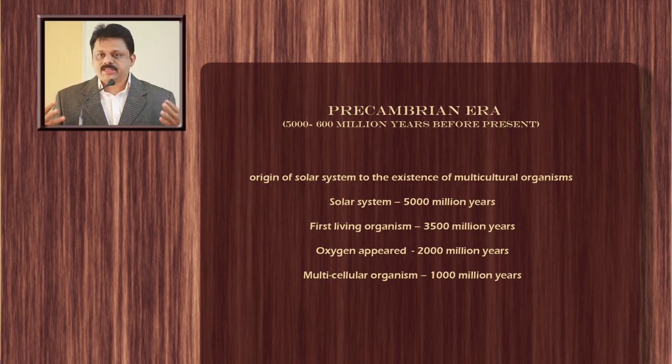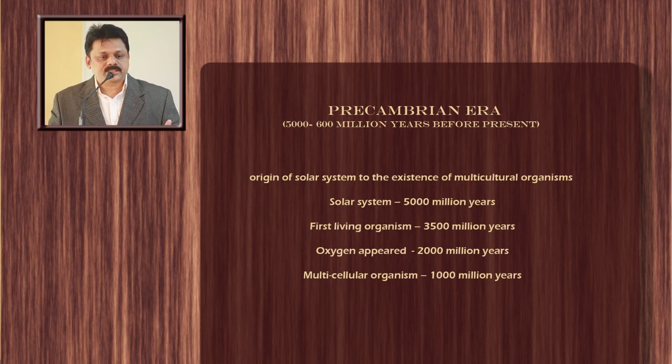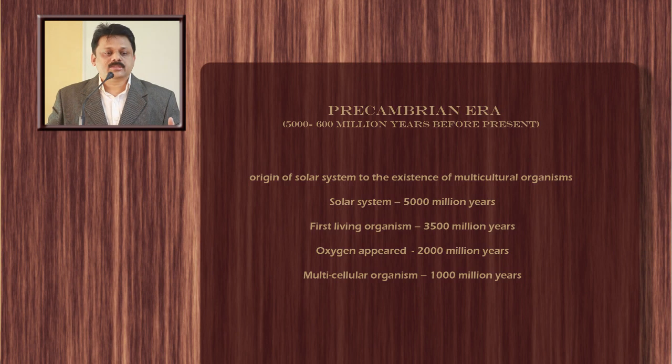Though the first creature was seen about 3,500 million years before present, they were anaerobic organisms, which means they were organisms that were surviving without the presence of oxygen, because the oxygen appeared in the solar system only 2,000 million years before present. And the first multicellular organism started being seen in the solar system about 1,000 million years before present, and that continued until 600 million years before present.